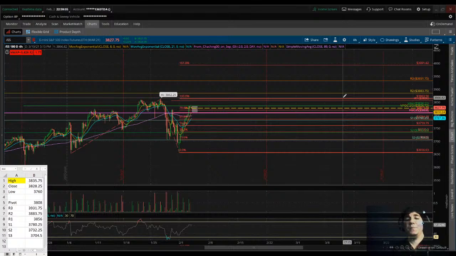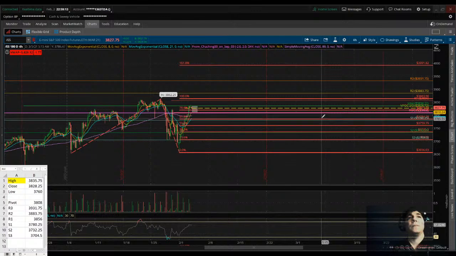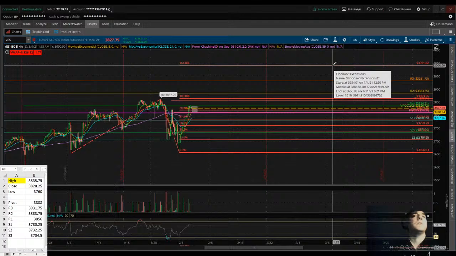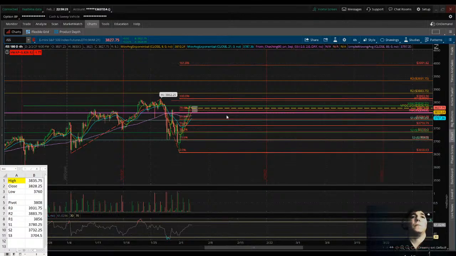The percentages. So these 0, the 23.6, the 38.2, the 50, 61.8, 78.6, and 100, those are all standard. 161.8, all standard. You can edit those in Thinkorswim. These are just statistically significant levels. These are all presets. Usually the 50 and the 61.8 are significant.